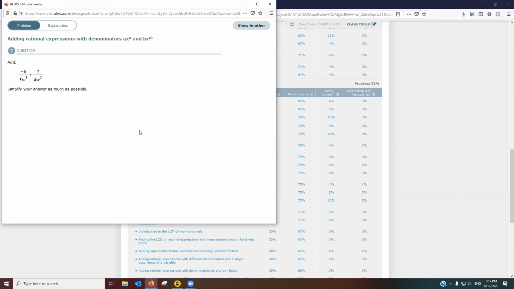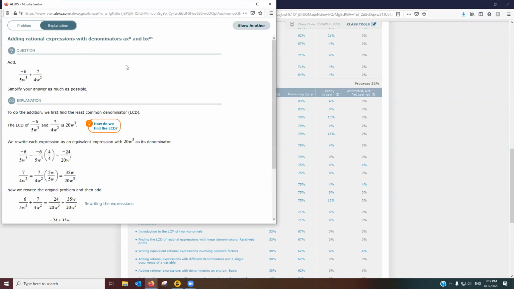All right, so notice they're asking us to add these two fractions together. I can't add them right away because they don't have the same denominator. So I'm going to bring up the example so we can take a look at this. All right, so here are the two fractions they're giving me. -6 over 5w to the third and 7 over 4w squared. Well, I need to find a least common denominator to start off with.